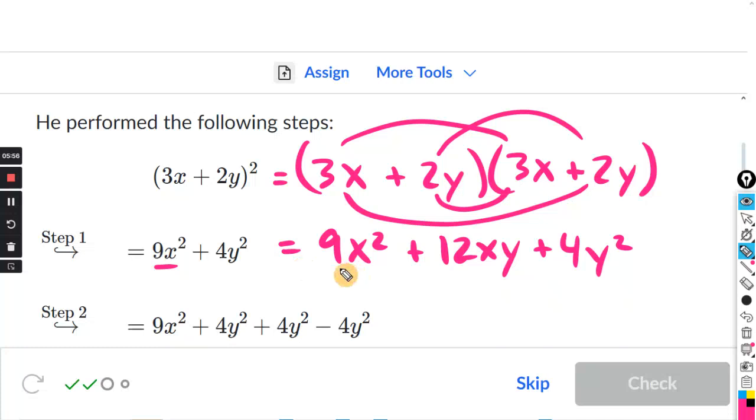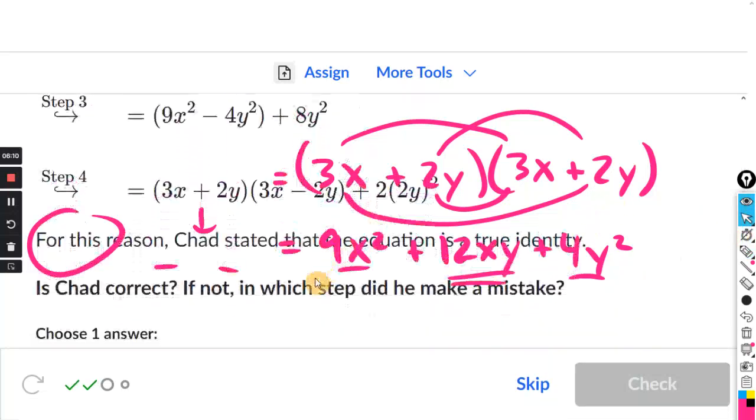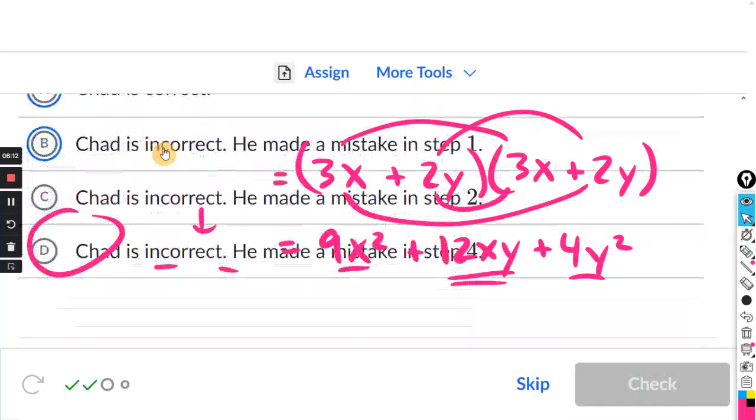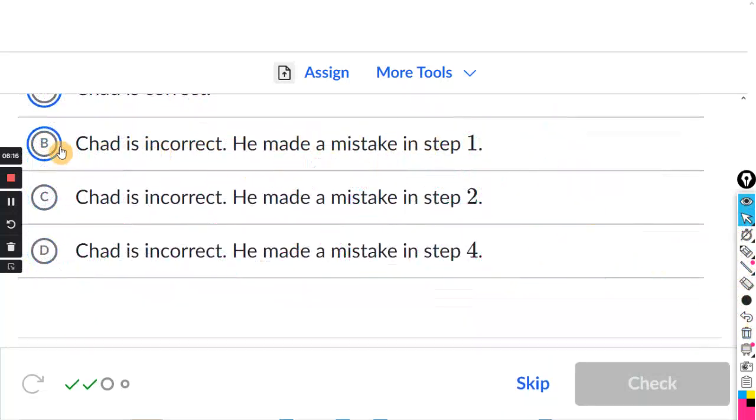We got the 9x squared and the 4y squared, but he is missing the middle term. So step 1 is the one that is incorrect. We don't really have to go any further. It says right here, made the mistake in step 1.